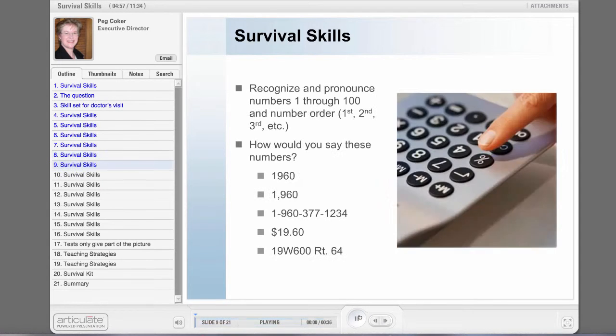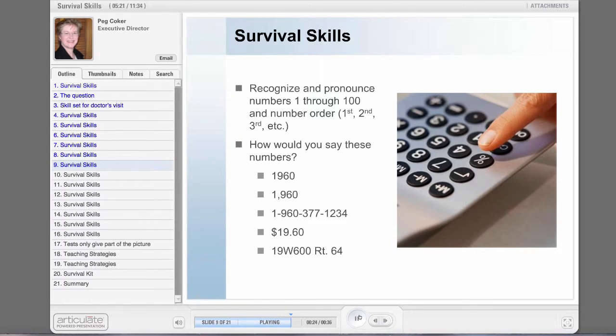Learning a list of numbers is straightforward, but understanding that combinations of numbers mean different things may be a little more confusing. For example, how would you say the numbers listed under the first bullet? What about the second? What about the third? You get the idea. Your student must be able to say numbers and know which numbers they mean.